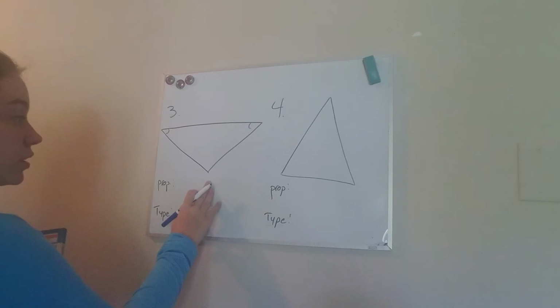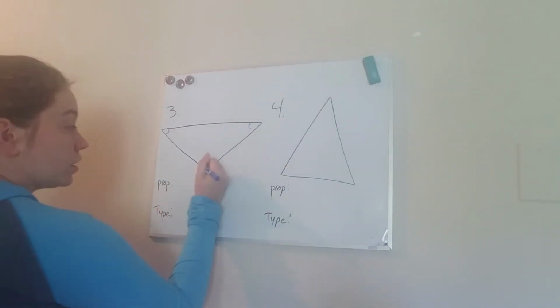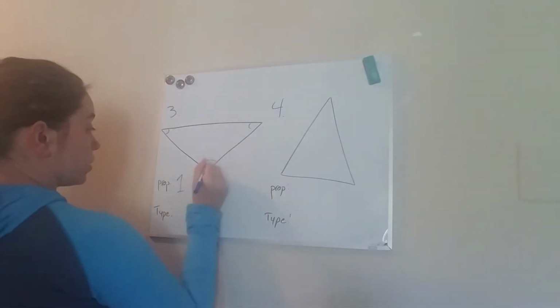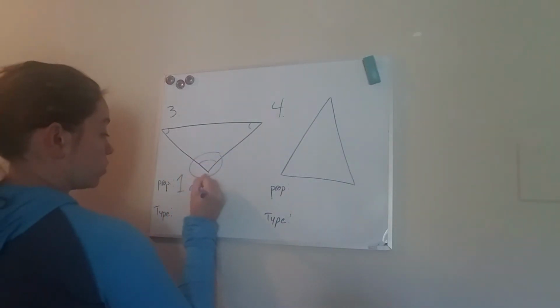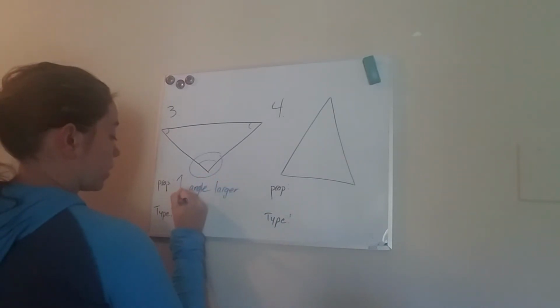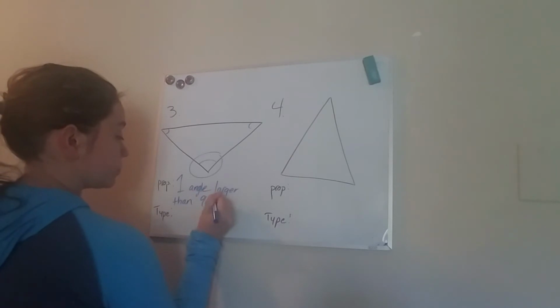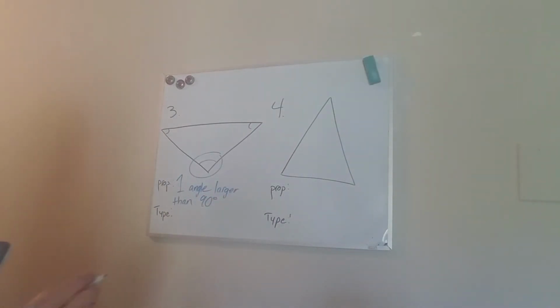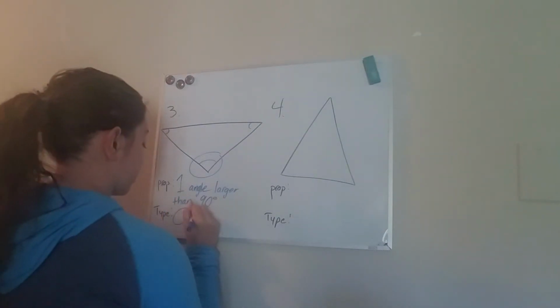What kind of angle is this? This is a larger angle, and it's actually more than 90 degrees. So we have this angle right here, one angle larger than 90 degrees. If that's the case, what kind of triangle is this? It is an obtuse triangle.